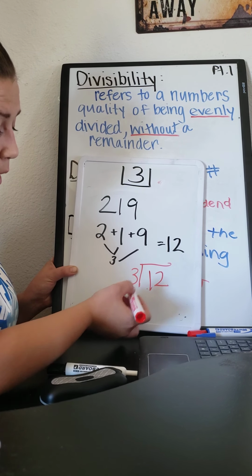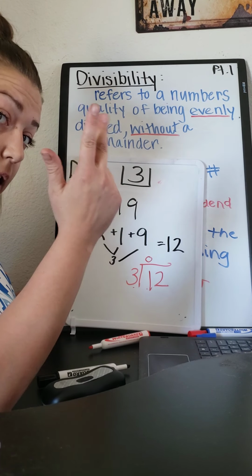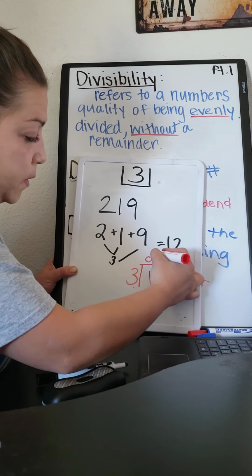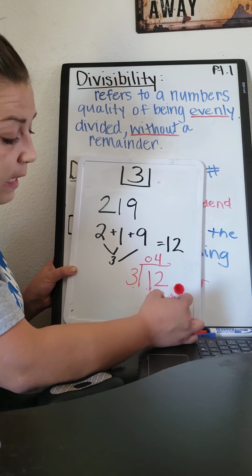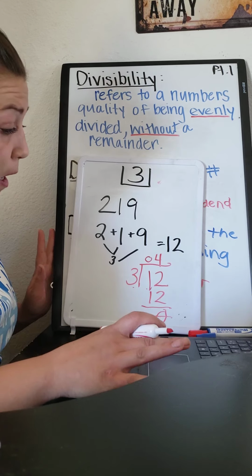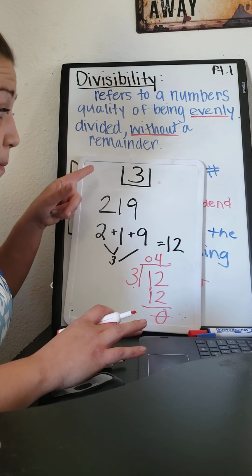3 doesn't go into 1, so we're going to put a 0 here. 3 goes into 12. 3, 6, 9, 12, 4 times. 4 times 3 is 12. It leaves us with a 0, so that's the end of our problem. This number, 219, is in fact divisible by 3.